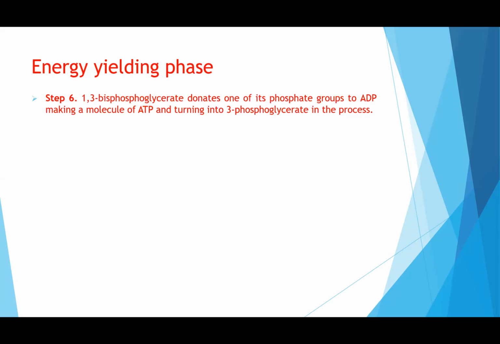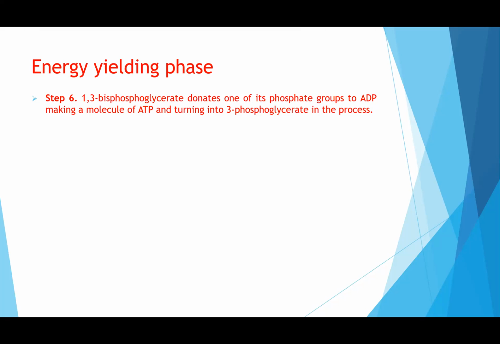हमने पहली ATP बनाई. और कैसे बनाई? How many phosphates were there with phosphoglycerate? 2. एक कार्बन नंबर 1 पे और एक कार्बन नंबर 3 पे. ये 3 कार्बन कंपाउंड था. Now इन्होंने एक phosphate को donate किया और ADP को दिया, and this ADP has been converted to ATP, the first molecule, and turned it into 3-phosphoglycerate in the process.